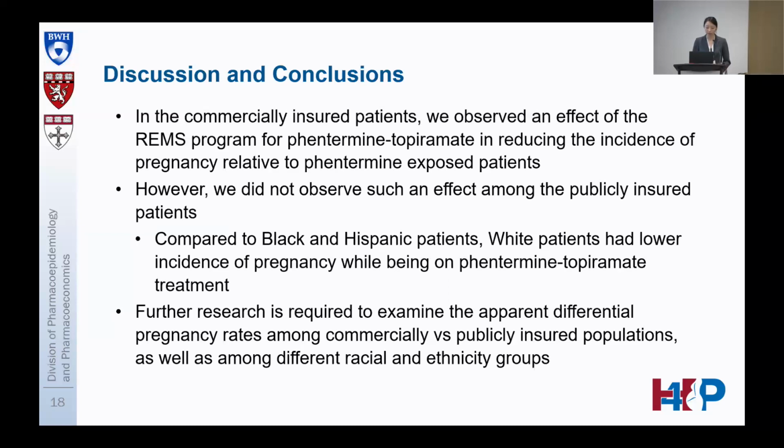So we think that potentially this is an area to look further into, because we do care about how we can best implement the REMS program to prevent pregnancy occurrence among those patients who are exposed to those medications that potentially carry a risk for birth defects. So future research is required to examine the apparent differential pregnancy rates among the publicly versus commercially insured populations, plus potentially looking into subgroups as well.